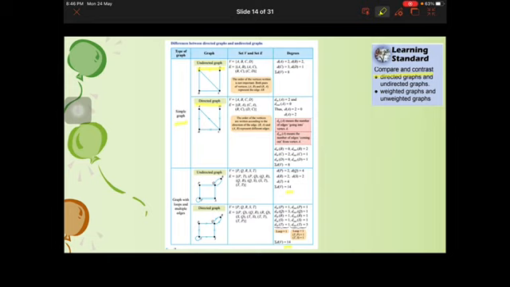But for a loop, there is still no direction. A loop represents two edges, so the degree is 2.